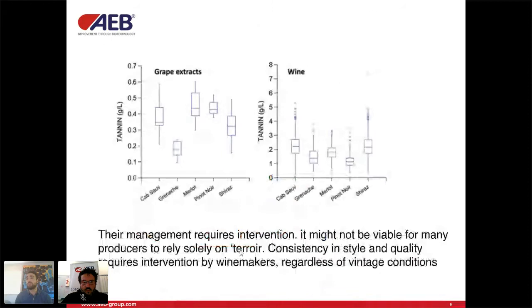It's also important to understand that viticulture techniques are important to define the amount of phenolic compounds you can have in your wines, but winemakers cannot rely only on terroir expression. To achieve consistency in style and quality, winemakers have to put some effort into wine techniques regardless of the vintage conditions.